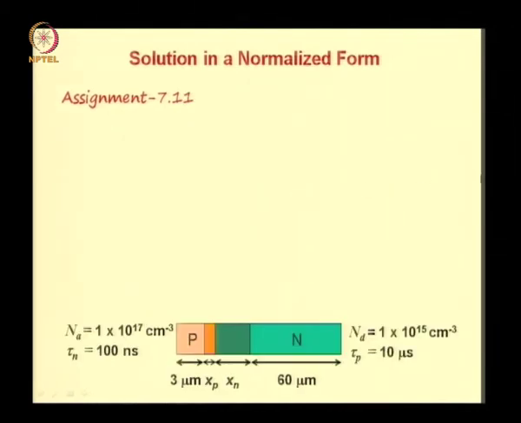Another related assignment. This is a p-n junction in which xp and xn are widths of the space charge region on the p and n side, and the width of the p region is 3 microns and the width of the n region is 60 microns. Now N d and the minority carrier lifetime in the n region are given here, and N a and the minority carrier lifetime in the p region have these values.